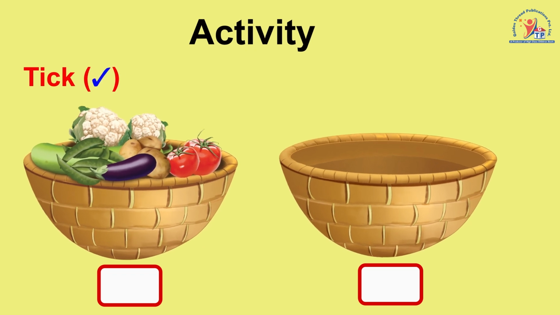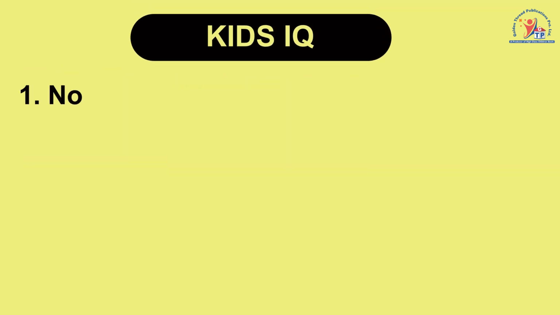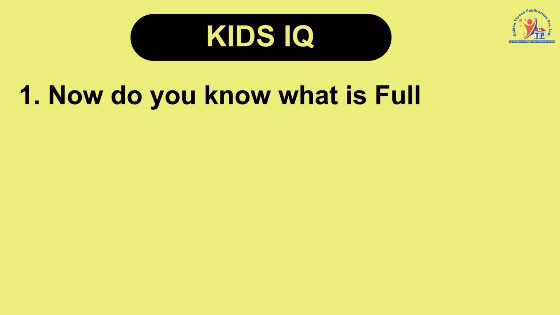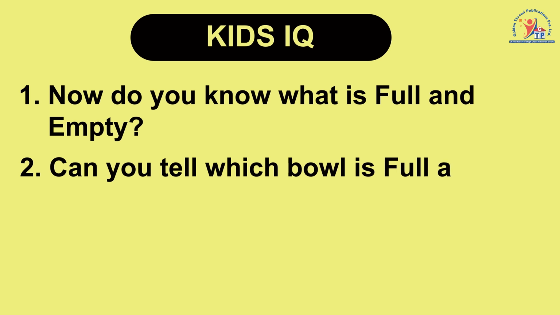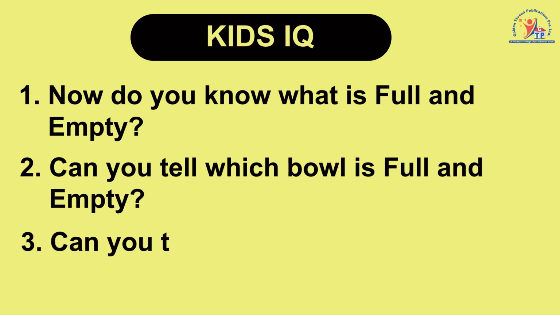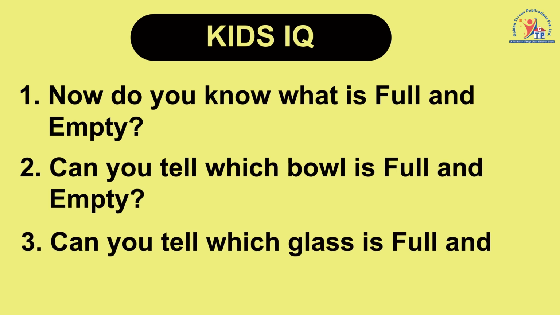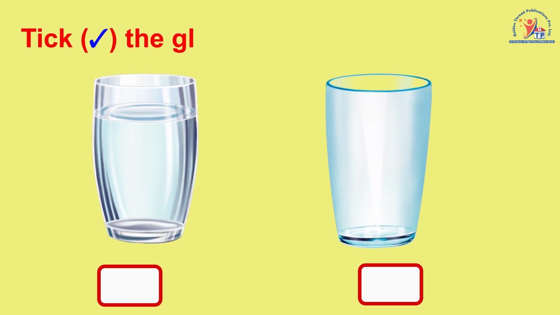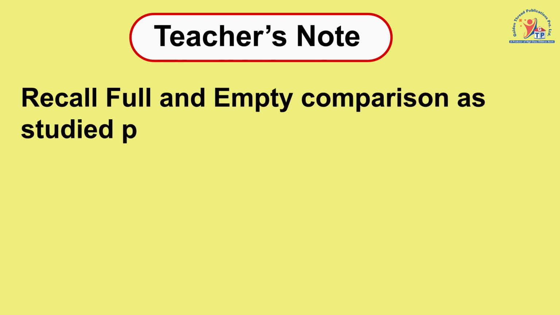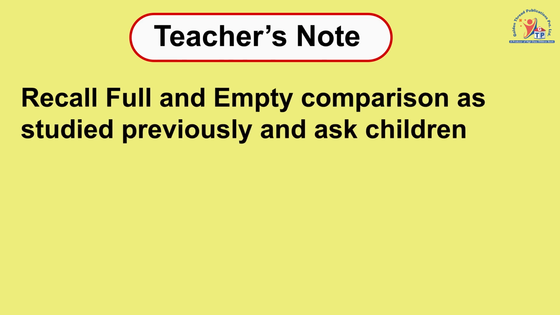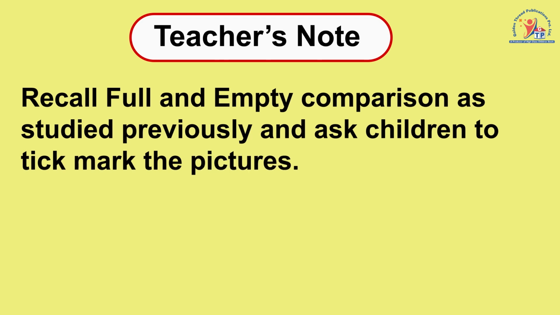Activity. Take the basket that is full. Kids IQ. 1. Now, do you know what is full and empty? 2. Can you tell which bowl is full and empty? 3. Can you tell which glass is full and empty? Take the glass that is empty. Teacher's note. Recall full and empty comparison as studied previously and ask children to tick mark the pictures.